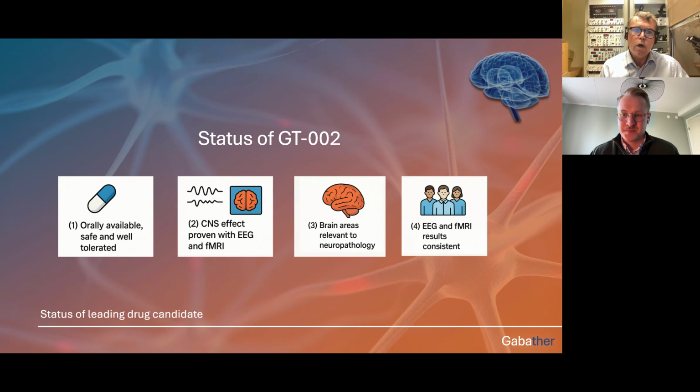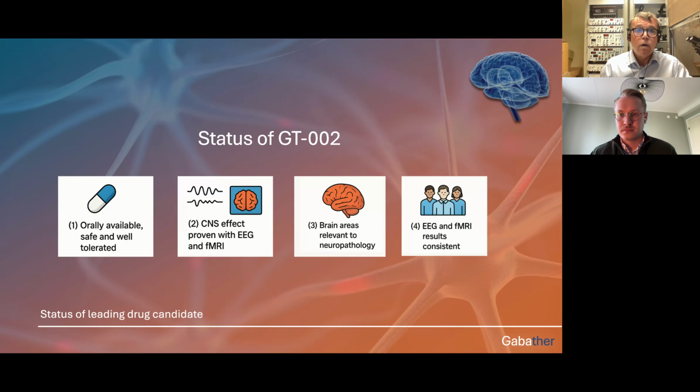The key message I wanted to say is that as of today, end of April 2025, we have an orally available, safe and well-tolerated drug. We have done 2 clinical trials to test single and multiple ascending doses. We've done an EEG fMRI trial. We looked at CNS effects. We have proven that the effect is there, that it is different from placebo and a controlled substance, and that it is sustained, with interesting areas of the brain affected in EEG and MRI.